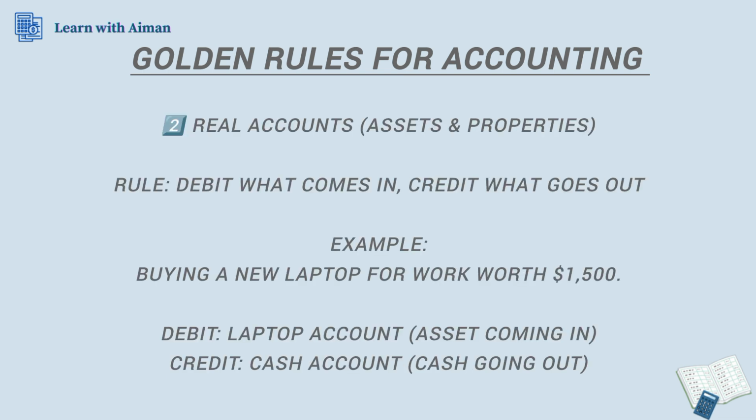Real accounts, assets and properties. Rule: debit what comes in, credit what goes out. Example: buying a new laptop for work worth $1,500. Debit laptop account, which is an asset coming in, and credit cash account, because cash is going out.